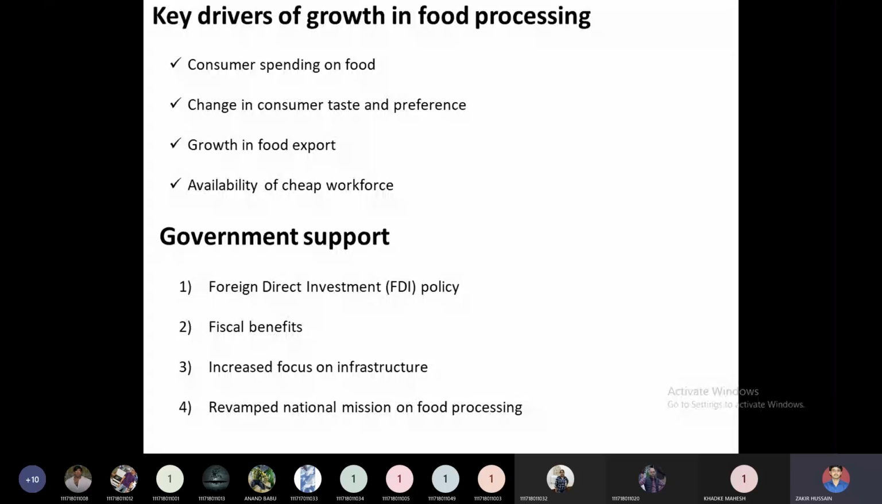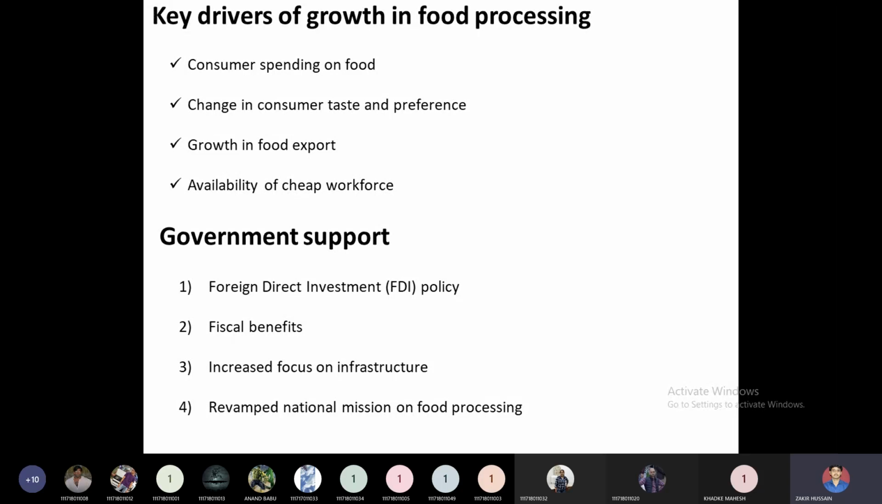Then the change in consumer taste and preference. Among Indians, processed foods are not that popular. In metro cities or tier one cities, people have direct access to processed foods. Tier 2 and tier 3 cities don't have direct access. If you change the consumer taste towards processed foods, that will be advantageous for the development of the food processing industry.